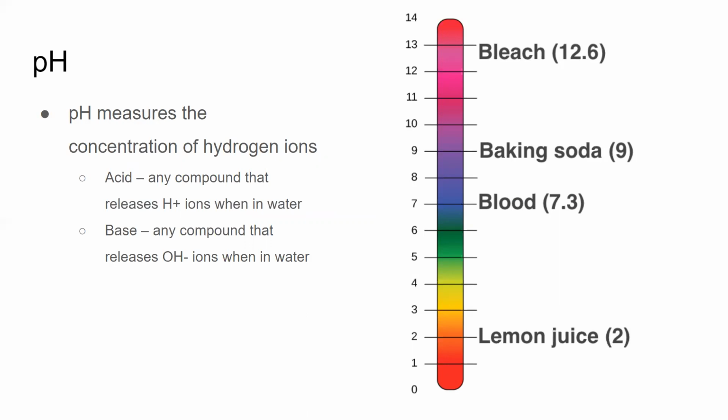So you'll see lemon juice teetering on the acidic side with a 2. Blood is a little more on the basic side, just a little bit above 7, with regions you'll probably get into later in science courses, where you see it's a little basic. Then baking soda, much more basic, in the 9 region, and then bleach, highly basic, in the 12.6 region.